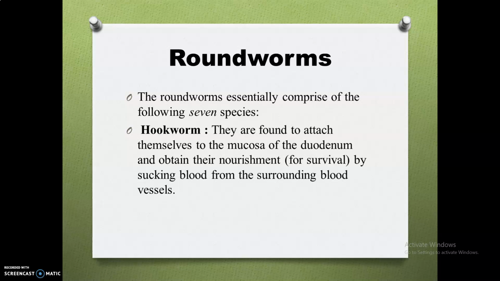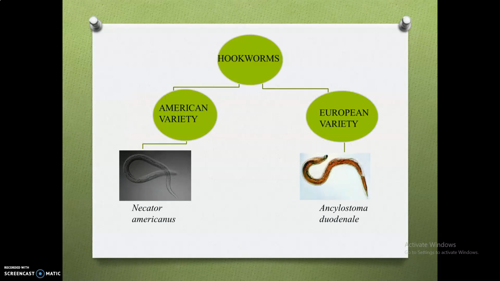The roundworms essentially comprise 7 species. First, hookworm. They attach themselves to the mucosa of the duodenum and obtain their nourishment for survival by sucking blood from the surrounding blood vessels. Hookworms are of two types, American variety and European variety. The American variety has the example Necator americanus. The European variety has the example Ancylostoma duodenale.